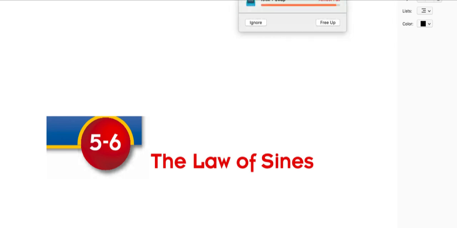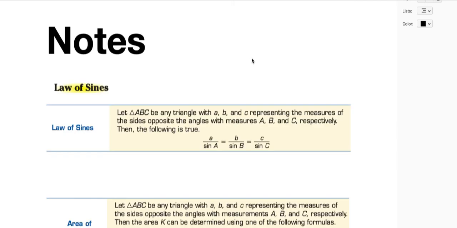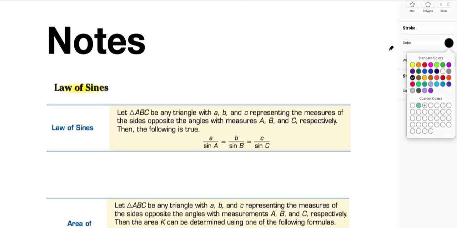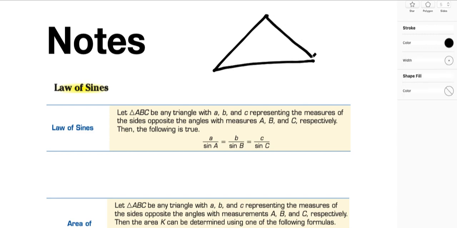Let's get started. For most of this chapter, we've been hanging out in kind of right triangle land, right? Everything we've been doing, even the unit circle, had to do with a right triangle. The law of sines is going to give us an opportunity to deal with any triangle. So we don't necessarily have to be dealing with the right triangle.